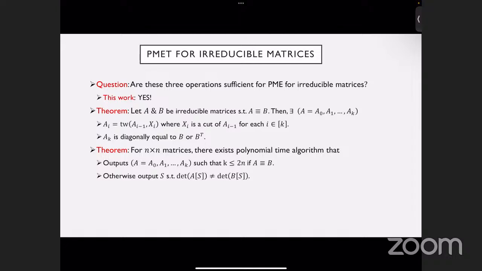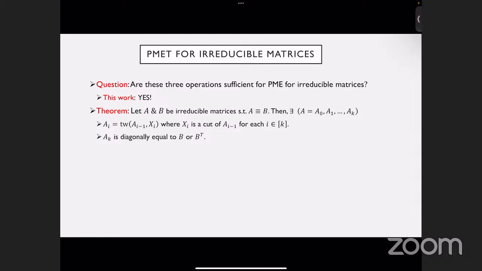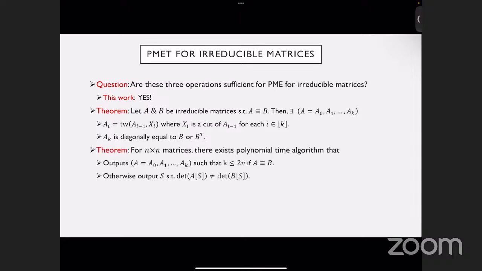We also gave a polynomial time algorithm that, given input matrices A and B, if they have the same principal minors, outputs such a sequence where the number of matrices in the sequence is less than 2n. If the principal minors are not the same for the input matrices, then we output a subset S such that the corresponding principal minors of A and B are not the same.